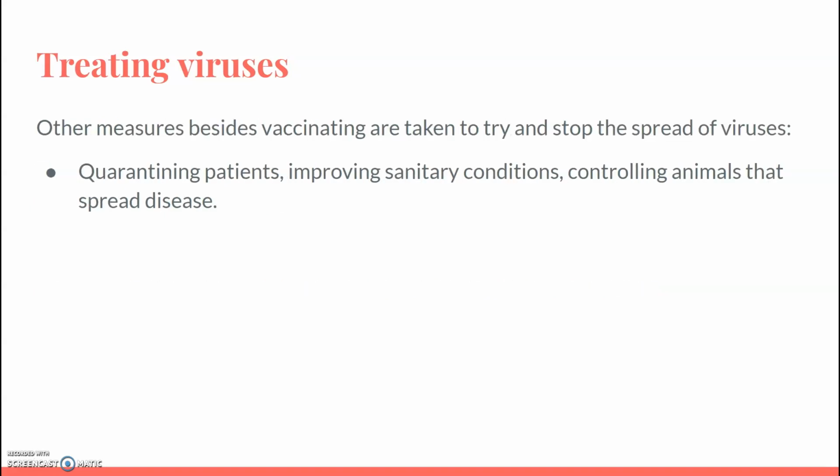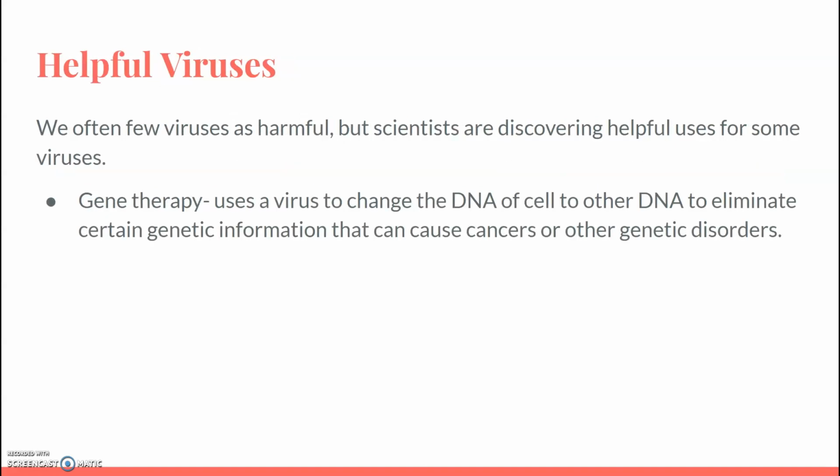And then obviously there are other measures besides vaccinating to try and stop the spread of viruses, which once again we know all too well. Quarantining. We know improving sanitary conditions, cleaning things more, emphasis on washing your hands, and then controlling animals that spread disease. Both COVID and Ebola are both tracked back to bats, actually, and just the different food markets that have these animals in dirty conditions, and the virus spreads.